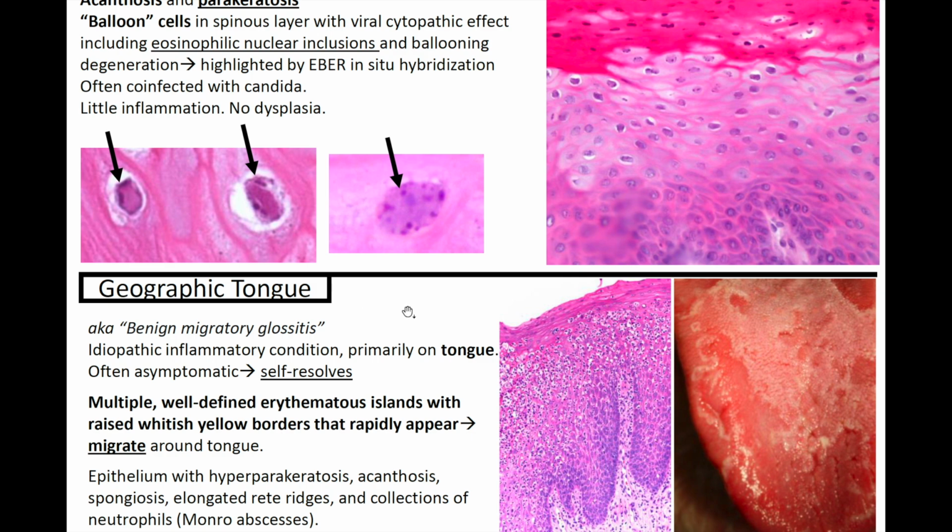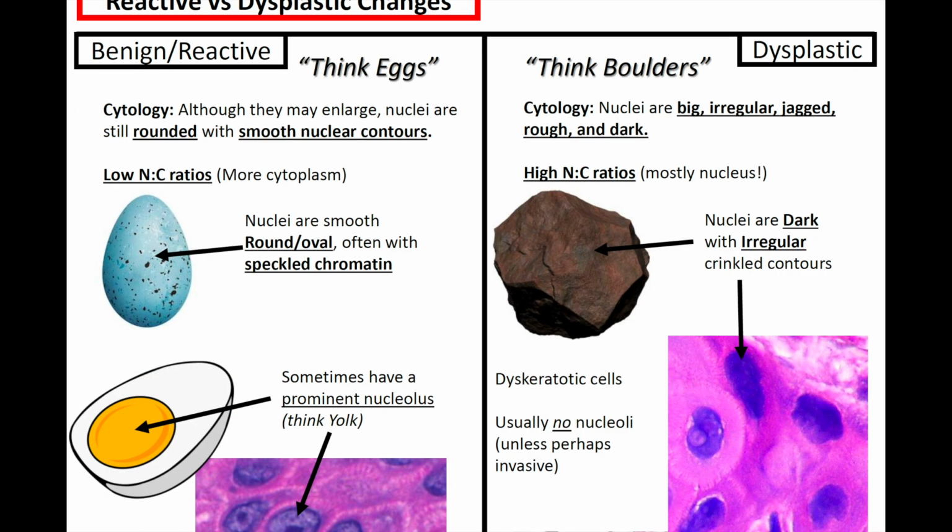The epithelium has hyperparakeratosis with acanthosis, spongiosis, elongated reedy ridges, and collections of neutrophils or Munro abscesses. And the lamina propria can have acute and chronic inflammation. So this is what it would look like in the patient. You can see why it would be called geographic tongue. Maybe this could look like continents or various things you would see on a map. So, interesting name for an interesting diagnosis.